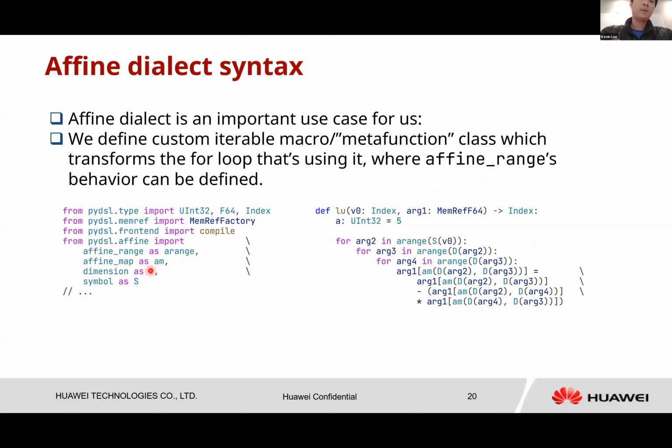For affine dialect, some of the macros we have to create are like affine range, affine map, the dimension, and symbol. One of the benefits of our system is that Python allows renaming on the go like this, so we can define it in a more concise manner. Like symbols can simply be defined as S and B, and they're enclosed inside of an affine range. And there's also affine map, which is used instead of Python indexing. So when you want to index a memref using affine map, that automatically transforms into an affine.load or an affine.store.